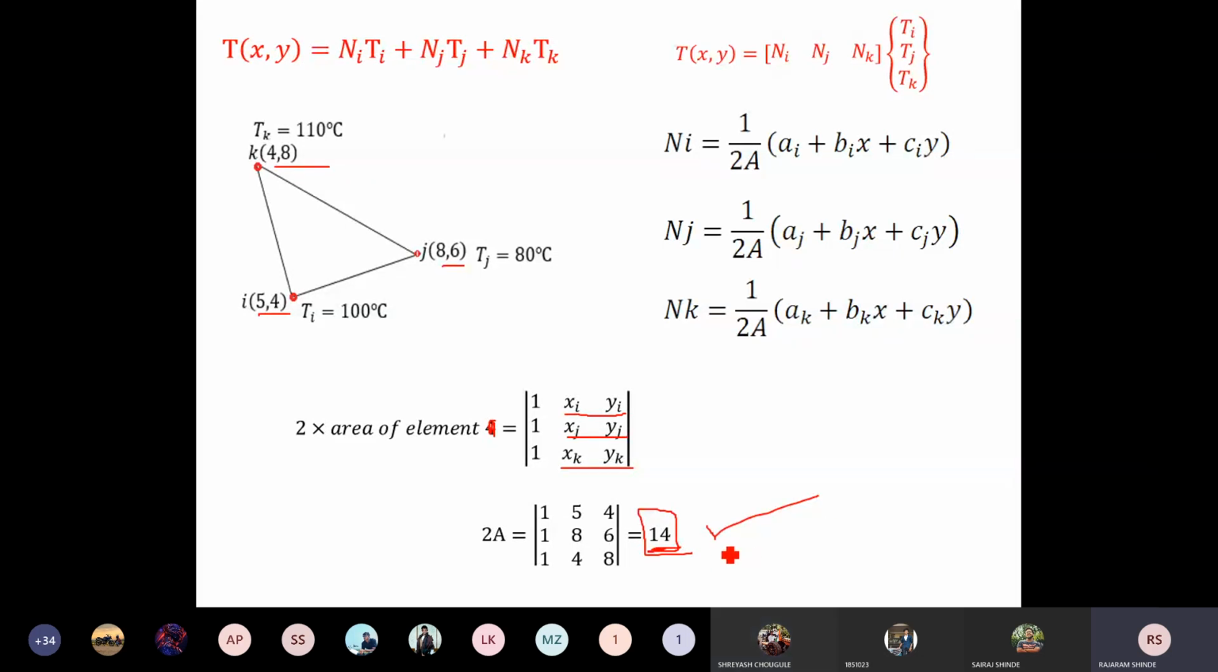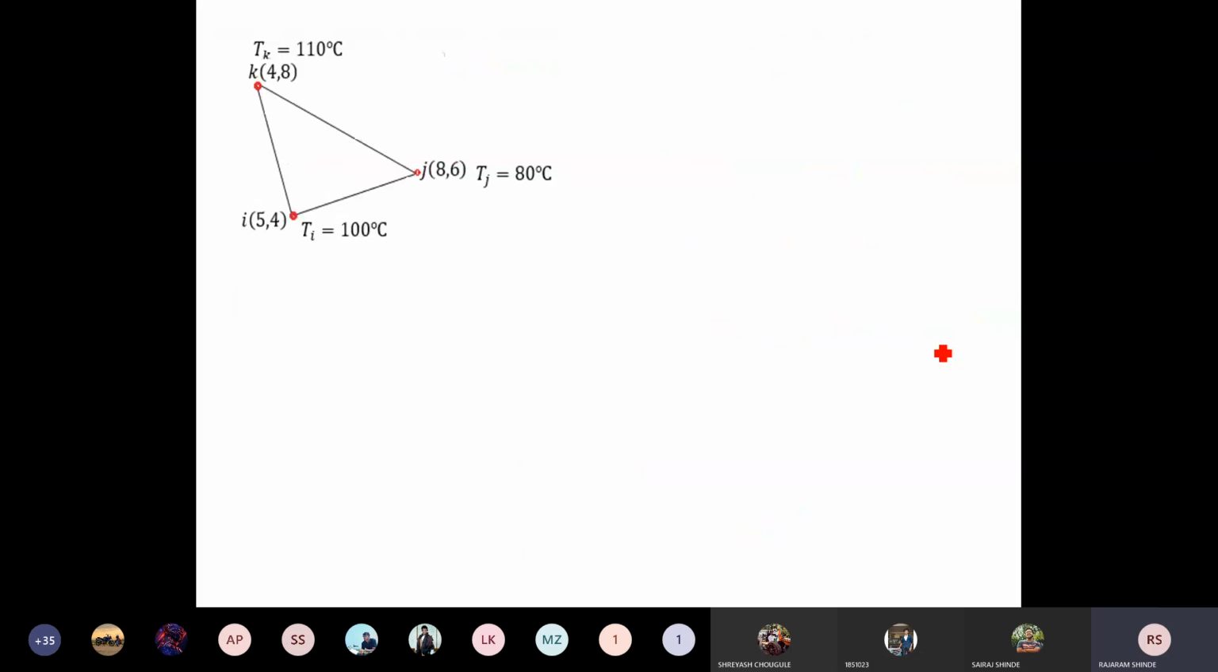After calculation of 2A, you have to calculate ai, bi, ci, aj, bj, cj, ak, bk, ck. Now what is ai? Already we have done it. Now ai is xj yk minus xk yj. Is it necessary to repeat the same thing again? If you have doubt, I will repeat it. If you don't have any doubt, then I will go fast through this. I am repeating this 3-4 times.